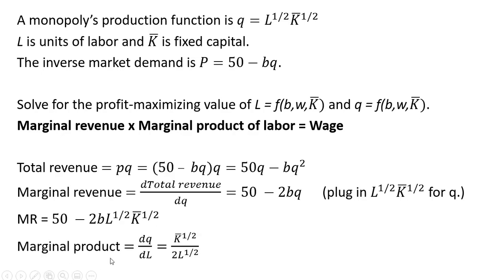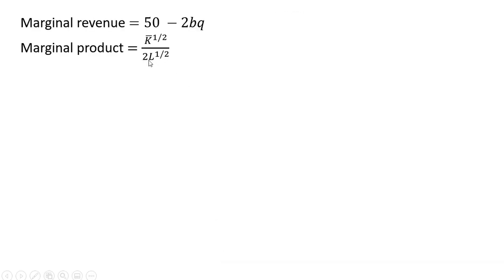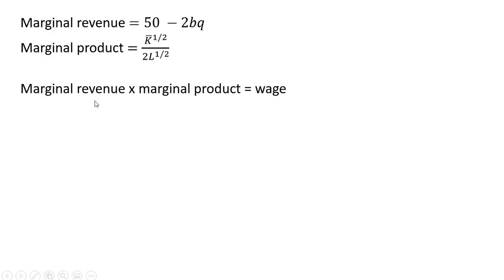And now the marginal product is simply the derivative of the production function with respect to labor. And we get the following. Remember here, K bar is just fixed, it's just a constant. And so now setting up our profit maximizing condition, marginal revenue multiplied by the marginal product of labor equals the wage. We're going to solve this for L.